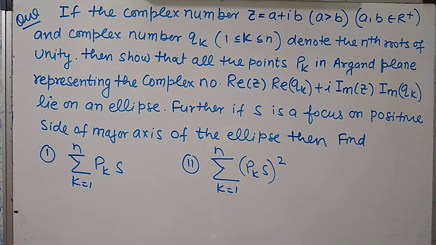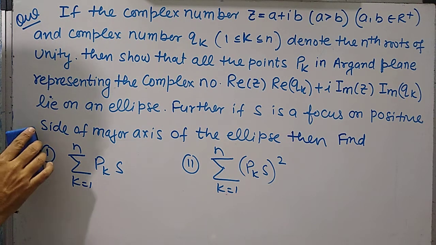Second, sigma k equal to 1 to n of pks whole square. So pause this video and try this question. Let's begin.